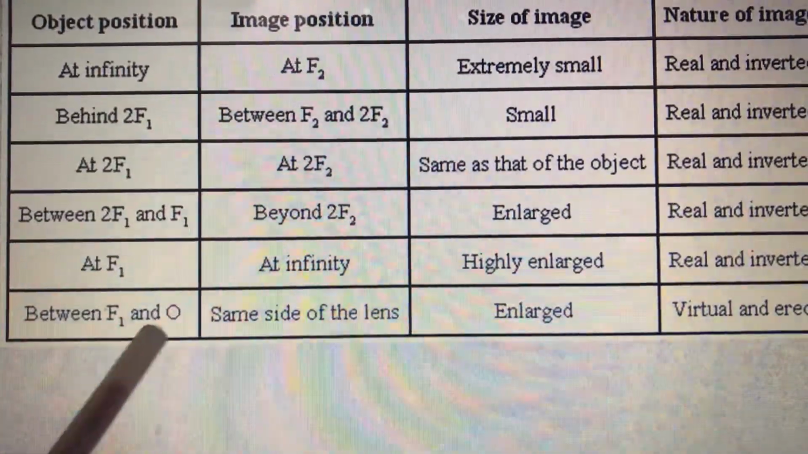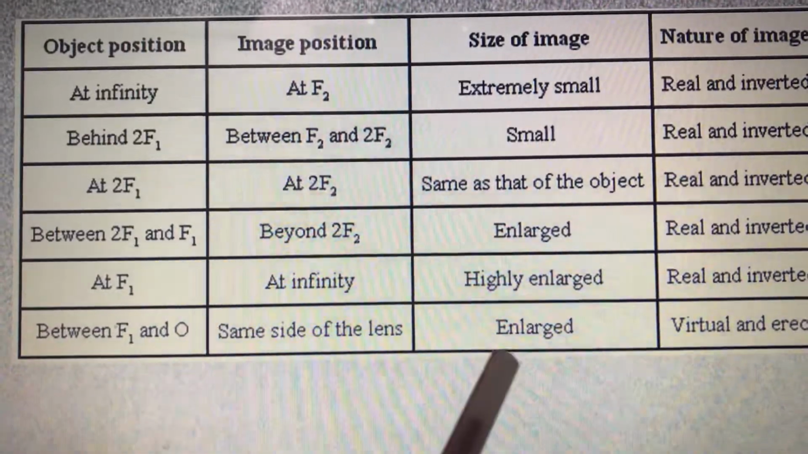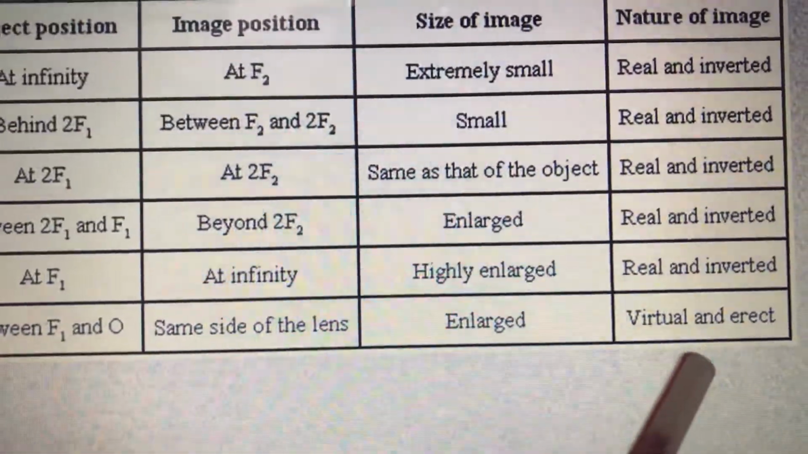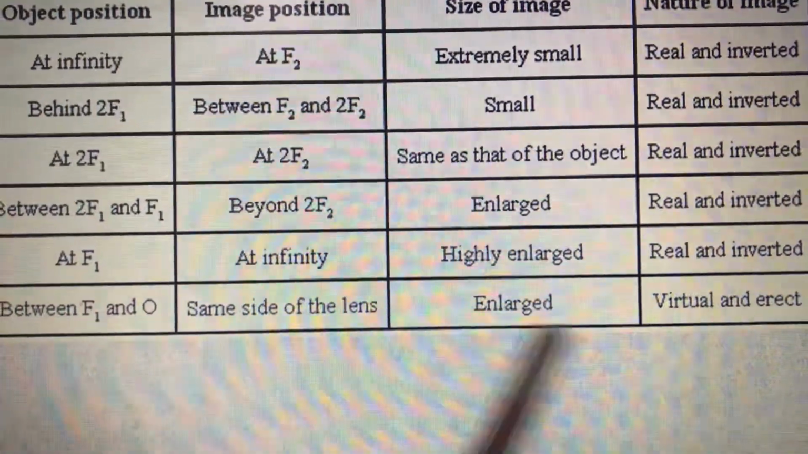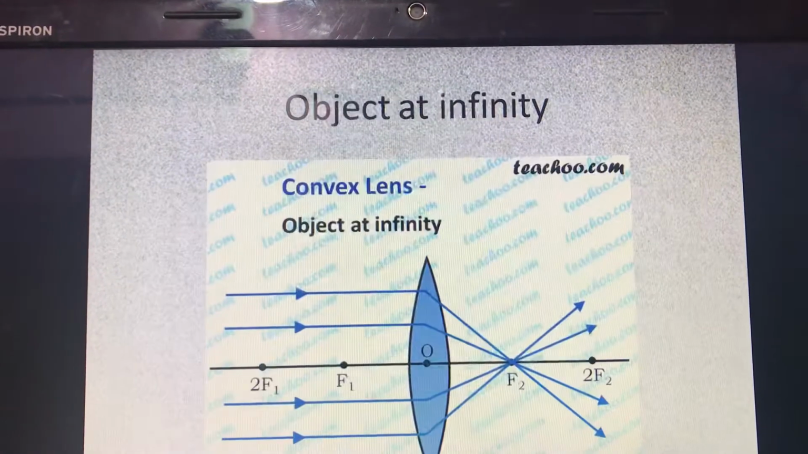And between f1 and O, the optical center, the image is on the same side of the lens and enlarged. If it is on the same side of the lens, then it would be virtual, right? Now we'll see the ray diagrams one by one.